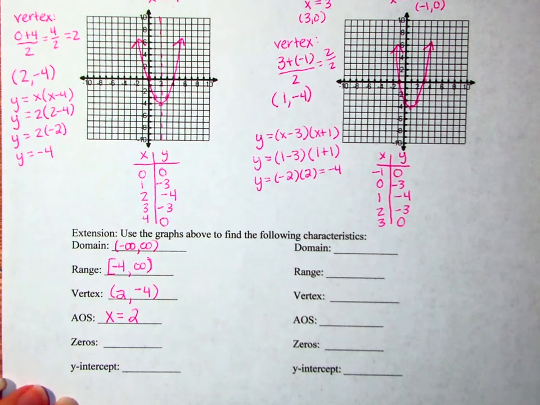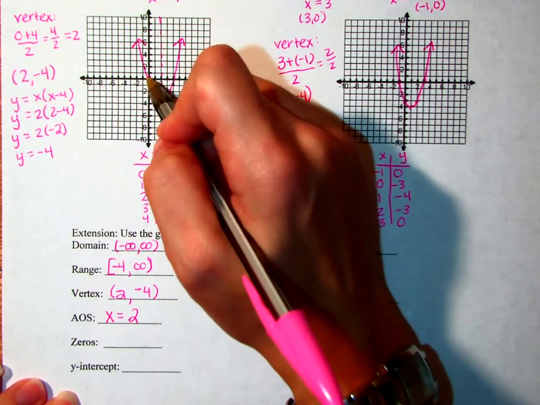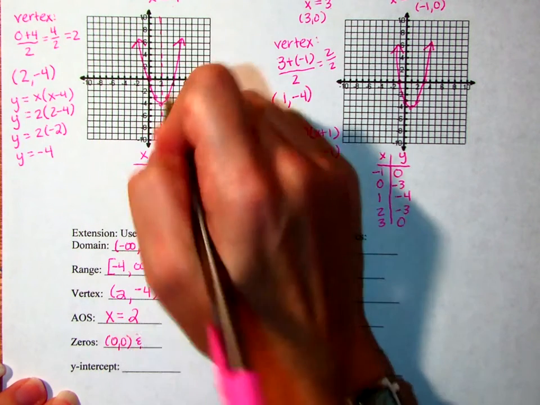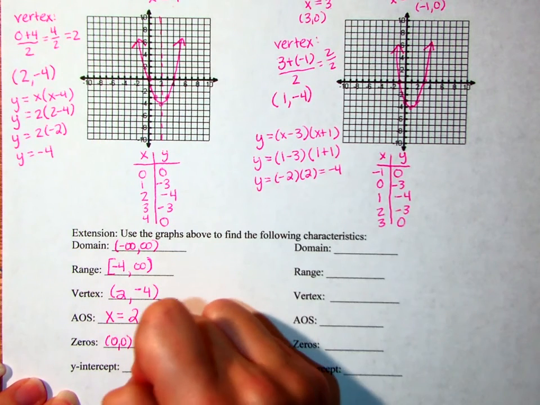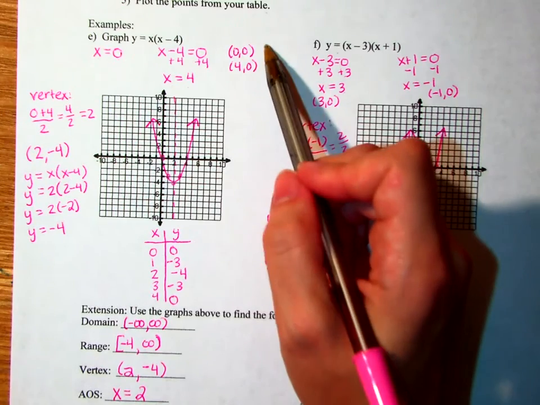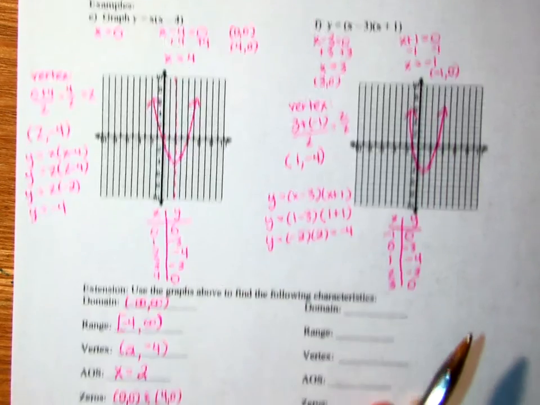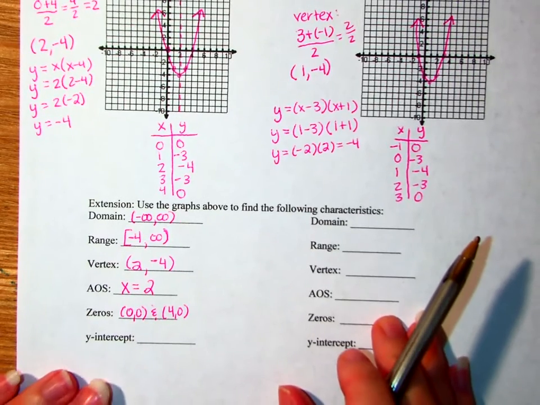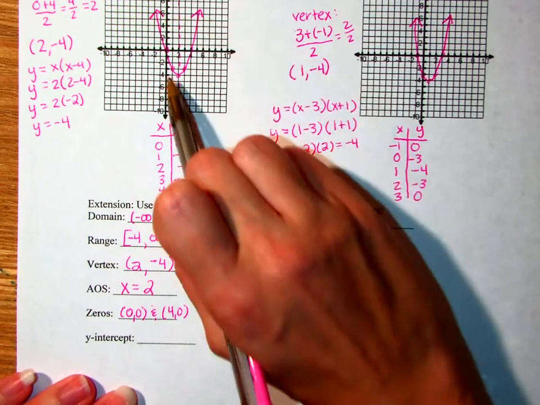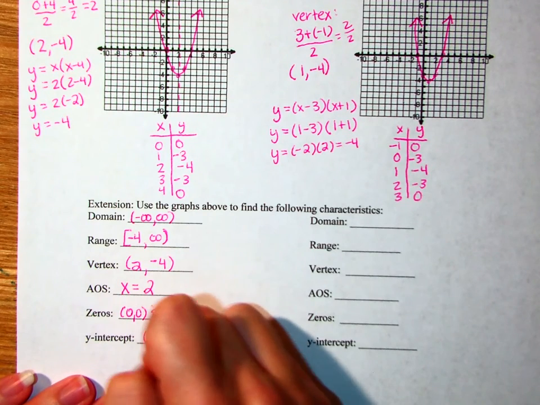The zeros, that's your x-intercepts. Where did this cross the x-axis? Well, it crossed the x-axis right here at (0, 0), and it crossed the x-axis here at (4, 0). But you, again, can confirm that by looking up here, when we found the zeros before, when we first solved for our factors. And finally, the y-intercept. Where does this graph cross the y-axis? It goes across the y-axis right here at (0, 0).